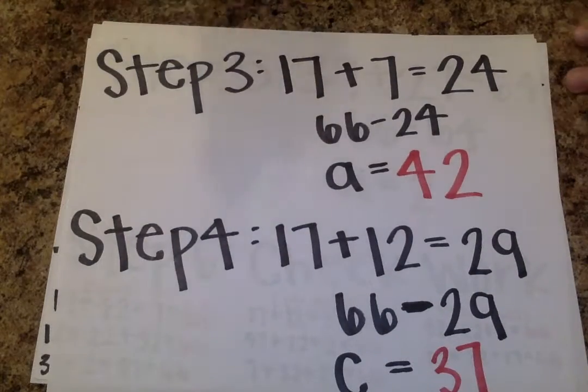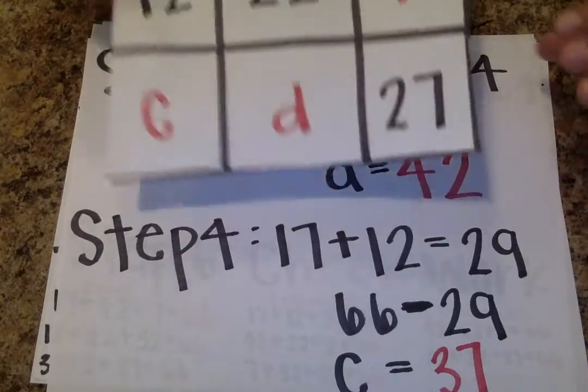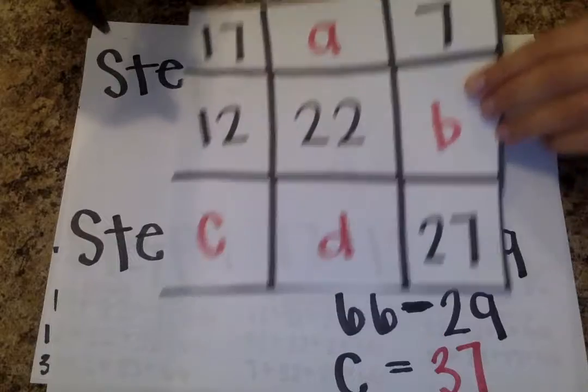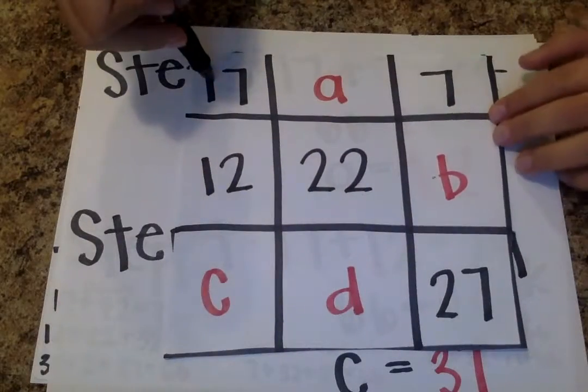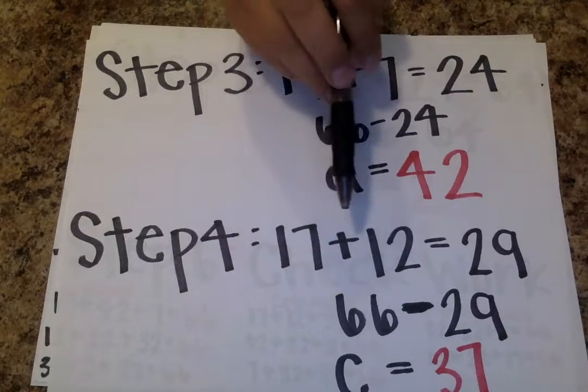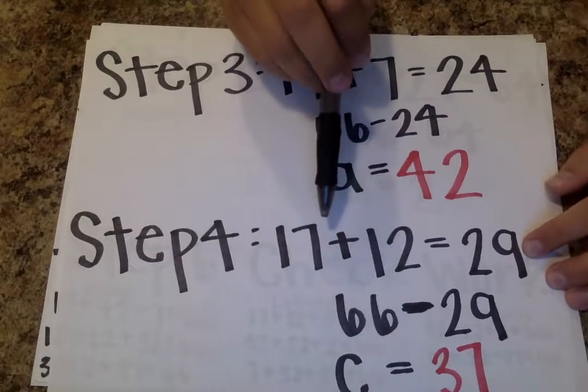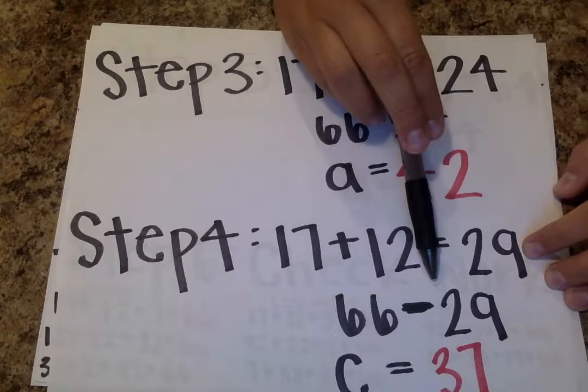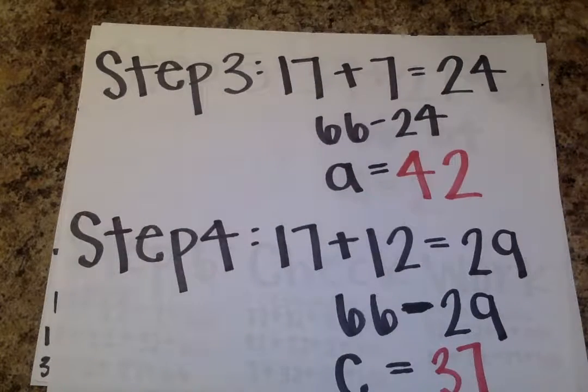And then on to step 4, you're still trying to figure out these variables. So I did C next. So I did 17 plus 12 to figure out C. And 17 plus 12 will give you 29. So 66 minus 29 will give you a value of 37 for C.